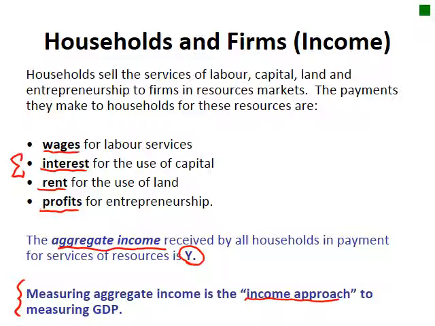When we add together all of this income, we call it the aggregate income, and all of that we refer to as Y. We don't use I because I is used for investment. Measuring aggregate income is the income approach to measuring GDP. So we would sum up all of these things, and we would find the overall income, and that would equal the value of your GDP.